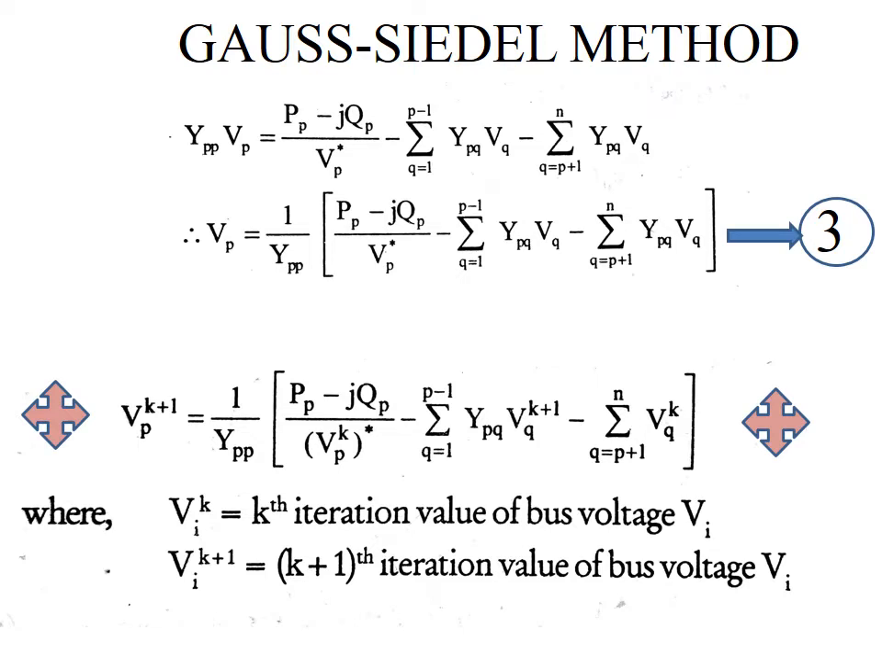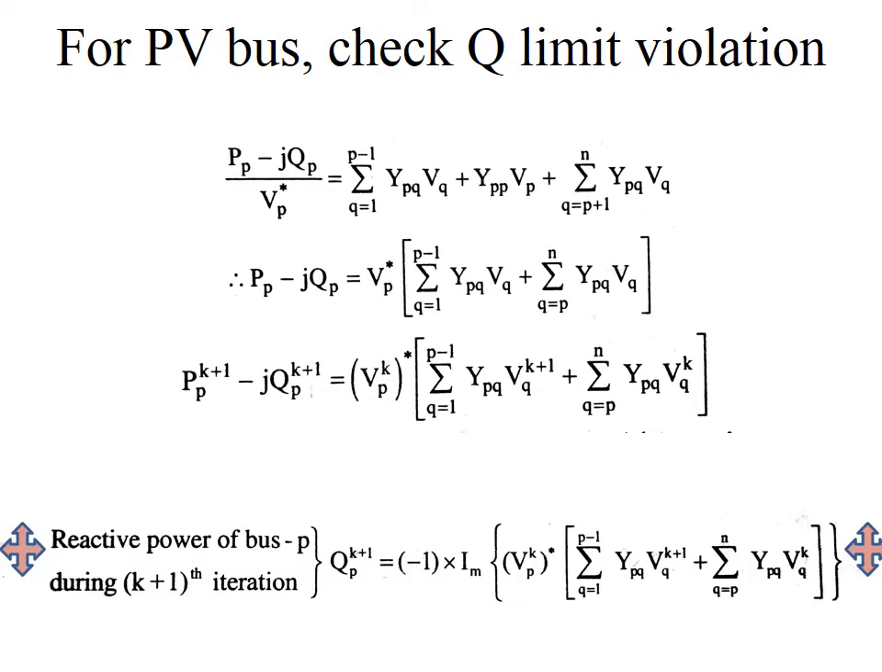Now in this equation, to compute the (k+1)th iteration value of bus p voltage, the (k+1)th iteration values of voltages are used for all buses less than p, and kth iteration values of voltages are used for all buses greater than or equal to p. It is important to note that the slack bus is a reference bus, and so its voltage will not change. In each iteration for a generator bus, the reactive power is not specified.